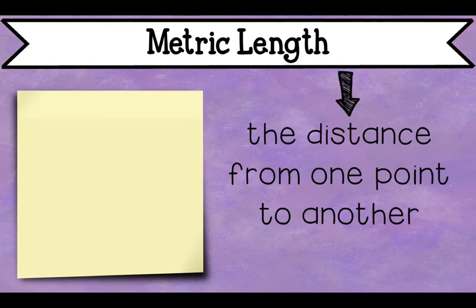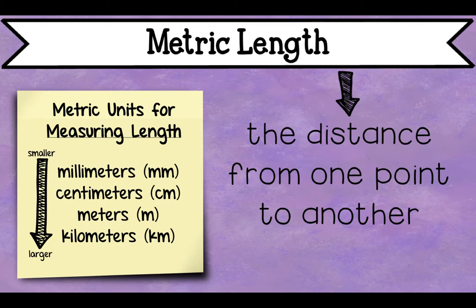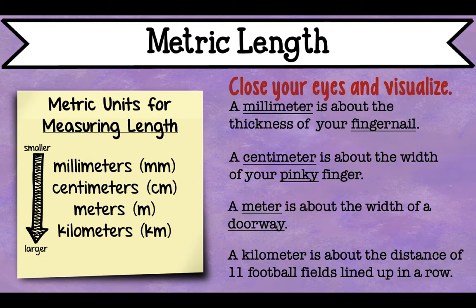So for metric length, again, we're measuring the distance between one point and another. And the units that you will use for that are millimeters, centimeters, meters, and kilometers. That goes from smallest to largest. So the smallest of those is millimeters, and the biggest of those is kilometers.